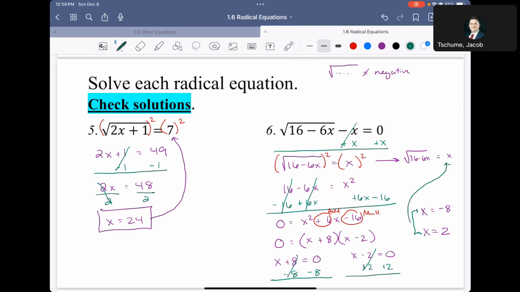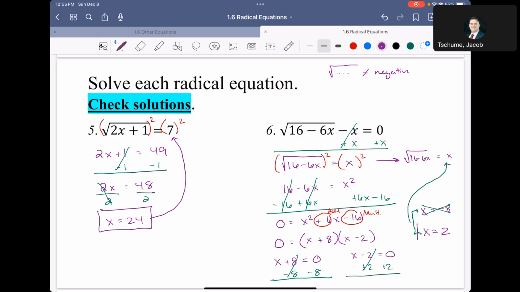So if you take both of these answers and try to put them on the right-hand side, if you plug negative 8 in, that's going to give you a negative number on the right-hand side. That means you can't use negative 8 as an answer. That's why we check our solutions. If you plug positive 2 in, there's nothing wrong with having a positive number on the right-hand side.